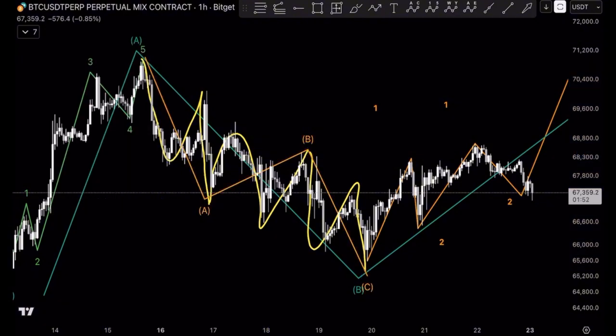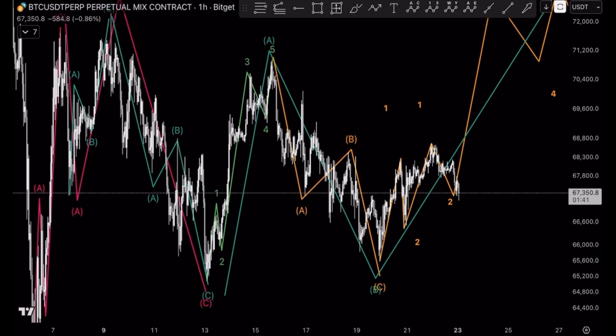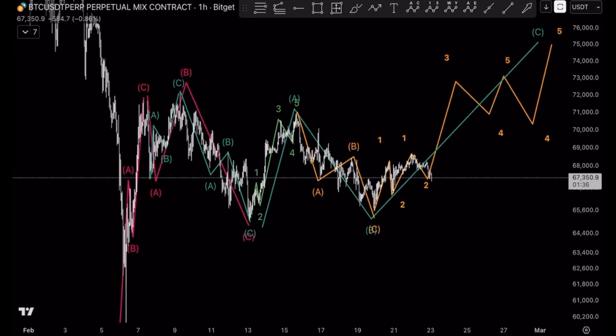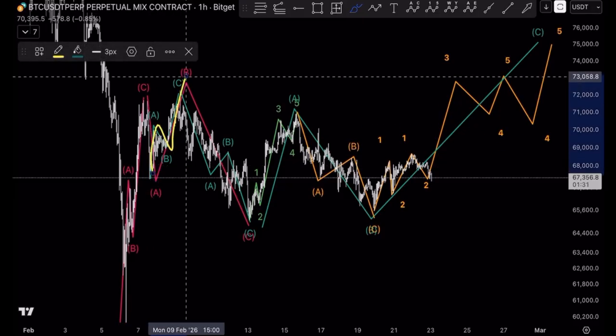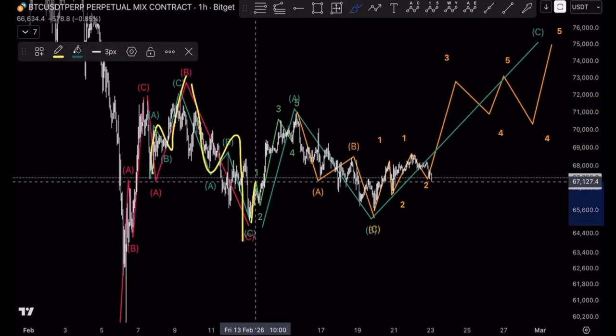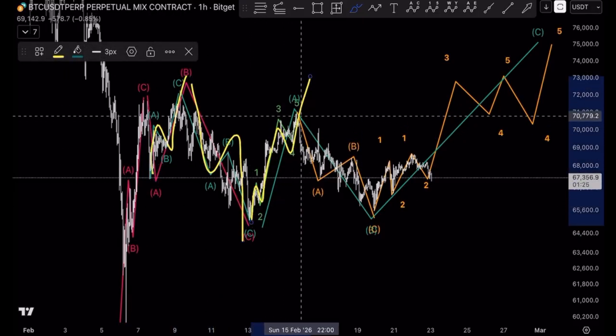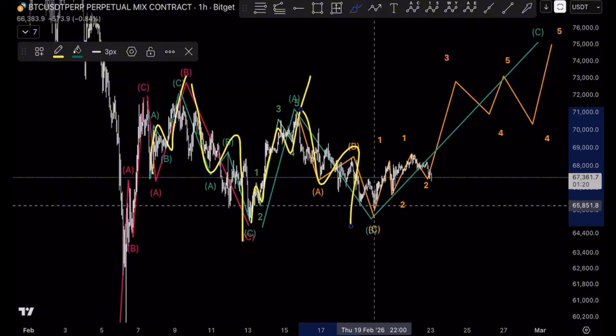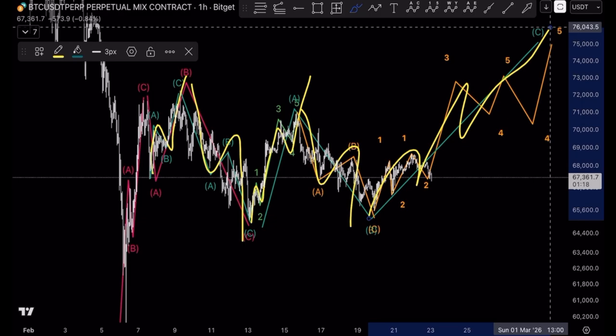Yep. We have to delete this so the chart would not be so messy. So this is what I see, an ABC correction to the downside. If you can see the chart in its entirety, you can see multiple ABC corrections here, ABC, ABC, and this is going to be the impulsive, and ABC to the downside. So what I'm expecting here, an impulsive move to the upside.